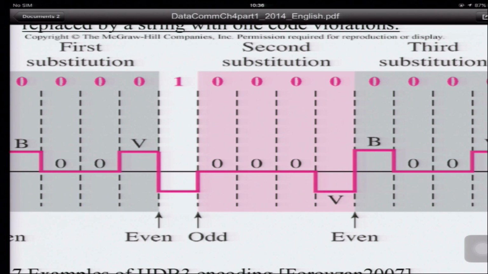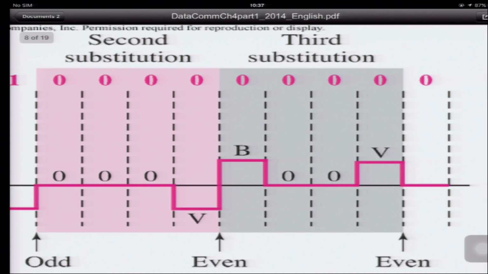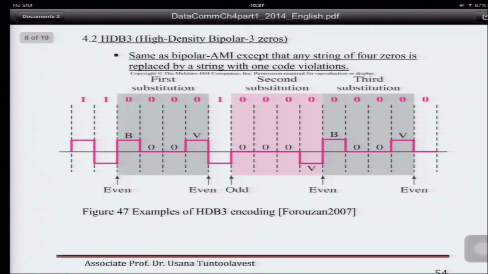We do this because we want the DC to be 0. We want to have no DC component. For the third substitution, you see that there is no bit 1 in between, so it's considered as an even number of bit 1. So we represent with bipolar, 0, 0, violation. So this is how you encode with the HDB3.